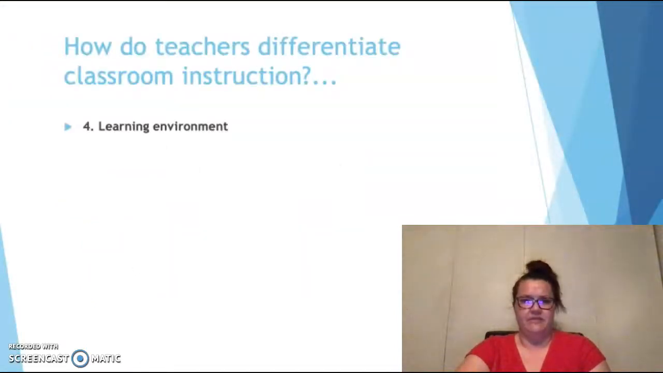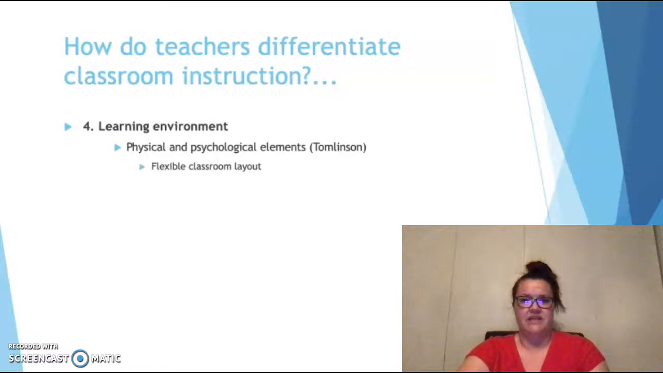Last, we have the learning environment. According to Tomlinson, the conditions for optimal learning include both physical and psychological elements. It is key to have the following: a flexible classroom layout to incorporate various types of furniture and their arrangement to support both individual and group work.